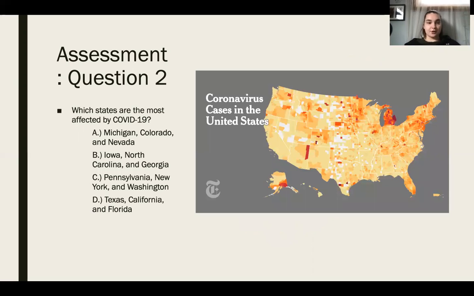Question number 2, which states are the most affected by COVID-19? A, Michigan, Colorado, and Nevada. B, Iowa, North Carolina, and Georgia. C, Pennsylvania, New York, and Washington. Or D, Texas, California, and Florida. The answer is D, Texas, California, and Florida.